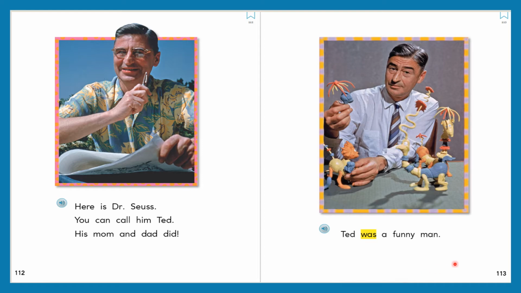Let's look at these pictures, boys and girls. Remember, our target skill is text and graphic features. And one of the things they want us to do is to look closely at photographs. Let's look at these pictures. It says, Ted was a funny man. Look at the characters. I wonder if he made these characters. I wonder if he wrote about these characters.